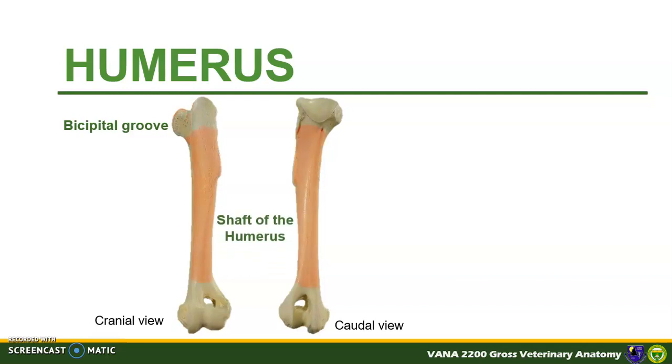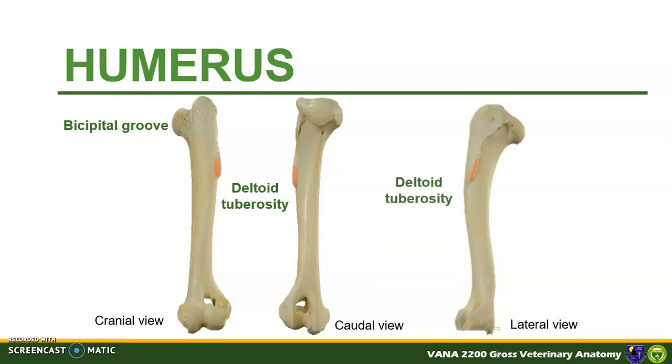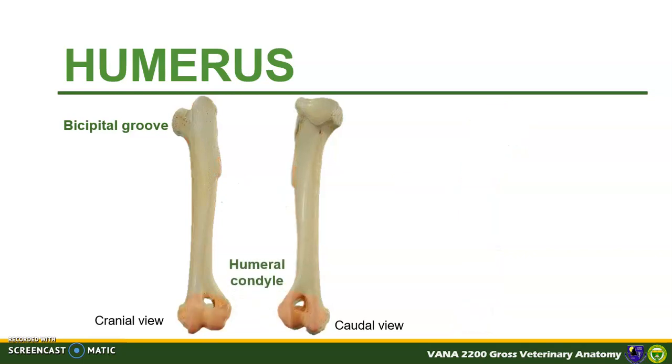The body of the humerus or the shaft connects the two extremities or epiphyses of the humerus. Once the shaft is touched, you can feel a roughened bony projection. This is the deltoid tuberosity, a large tuberosity at the lateral side of the humerus. It can be best seen at a lateral view. The entire distal end of the humerus is termed as humeral condyle.